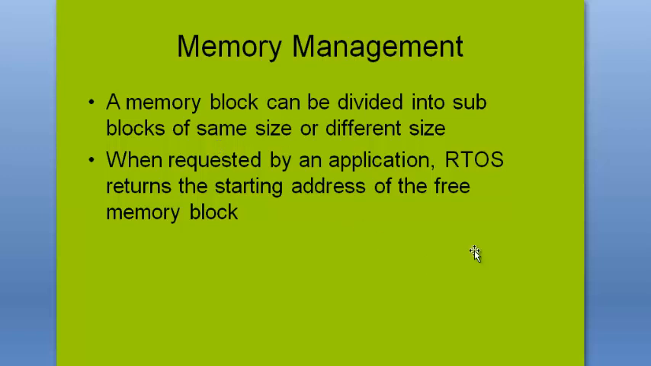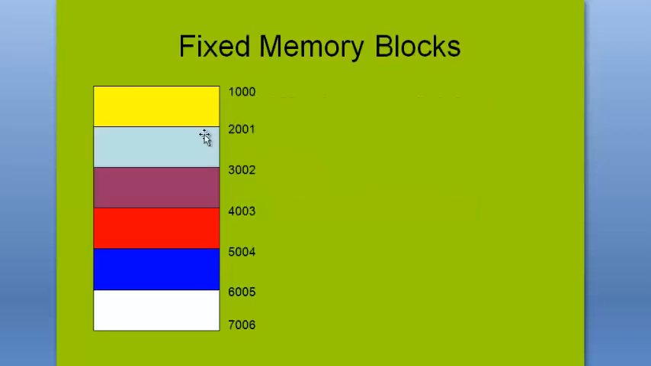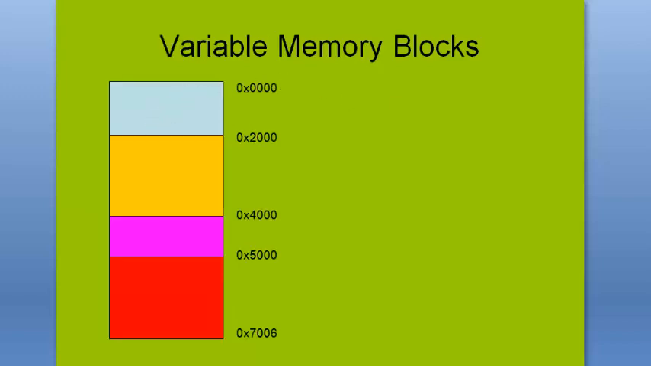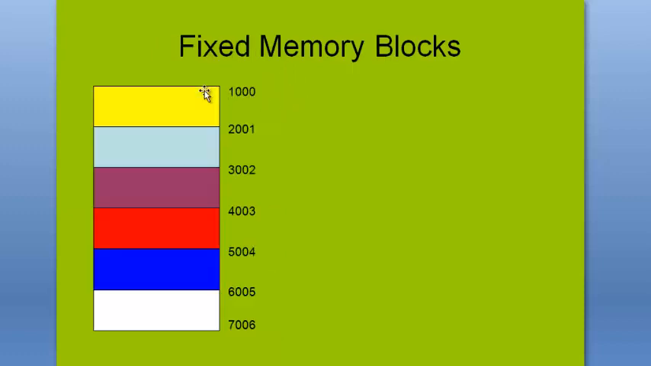When requested by the application, the RTOS returns the starting address of the free memory block. These are fixed memory blocks, so whether you use the complete block or not, it will return one block. There are other memory management methods where you can allocate variable memory blocks. If a task requests 100 bytes, it will return exactly 100 bytes. But this kind of algorithm is more complex than fixed memory blocks.